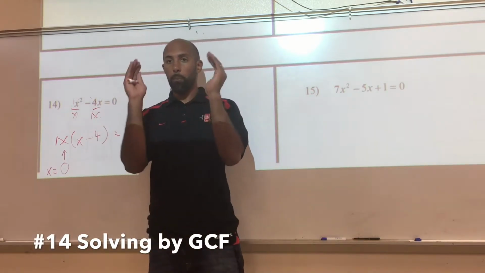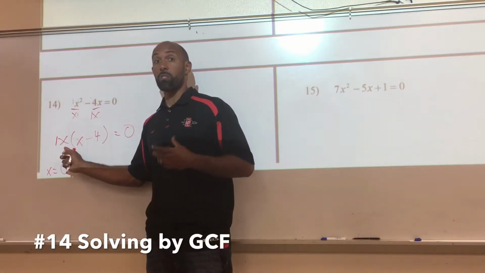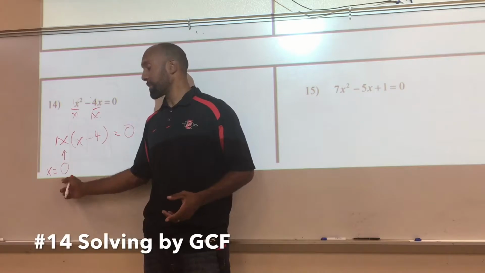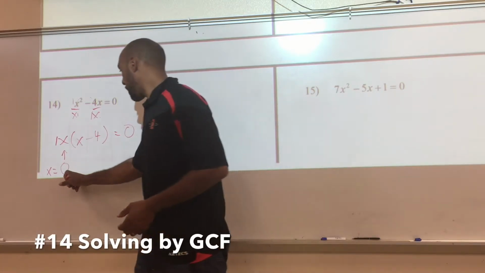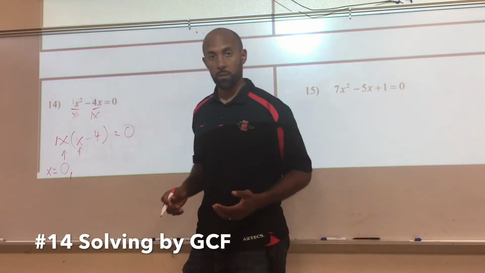So anytime you have parentheses, and there is an x outside by itself, or with just a number, you know your answer is going to be 0. Okay? And then again here, what number minus 4 is equal to 0? 4.